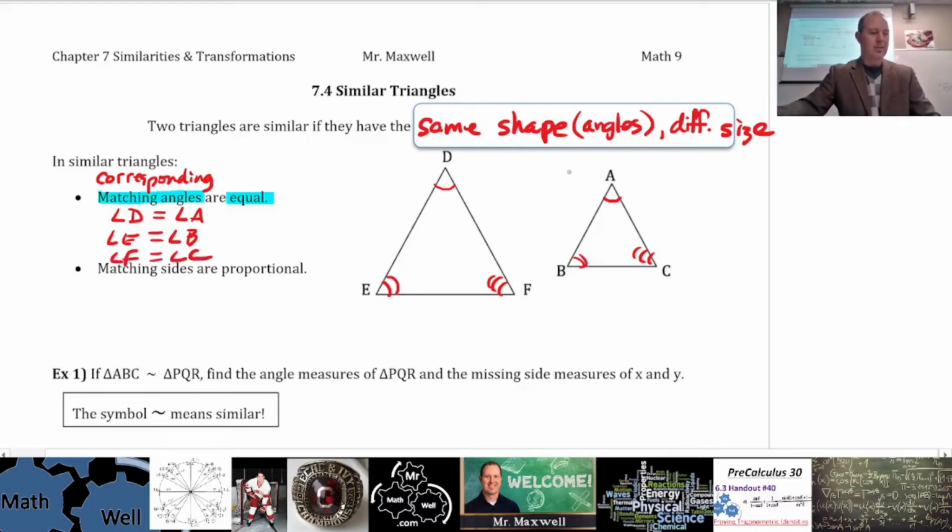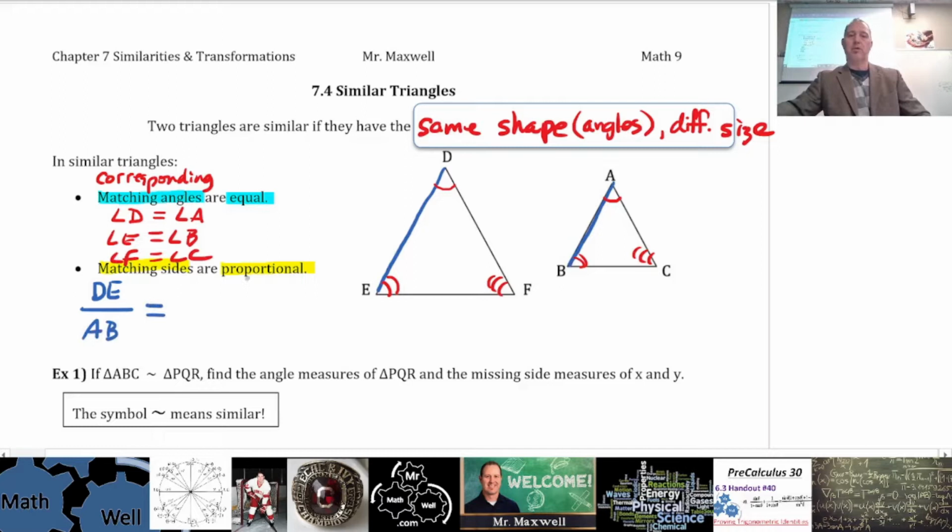Corresponding sides are equal. Matching sides, so corresponding angles are equal, but matching sides are proportional. We talked about that word before. They are proportional. That means that their ratios will always be the same. The ratios of corresponding sides will always be the same. So you can write that like this. Let's start with side DE. That's this side right here. That is proportional to what? What's the corresponding side here? AB. Excellent.